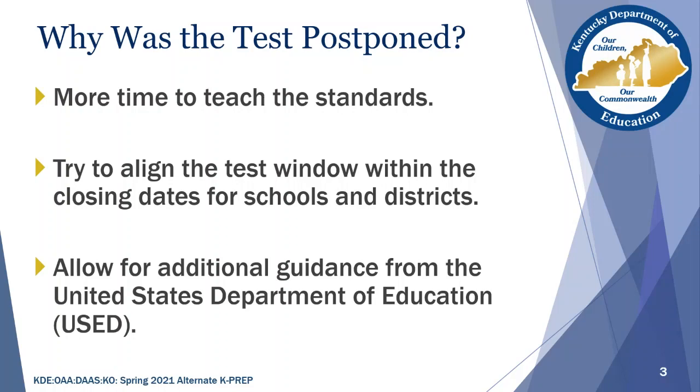Another reason was to try to align with districts ending the school year. The variety of dates for districts to finish up the year will be spread across the later parts of April, throughout all of May, and into early June. Our goal is to try to reach those closing dates as well as allowing additional time to teach. Another reason was to allow the U.S. Department of Education to provide additional guidance on if spring testing would occur.